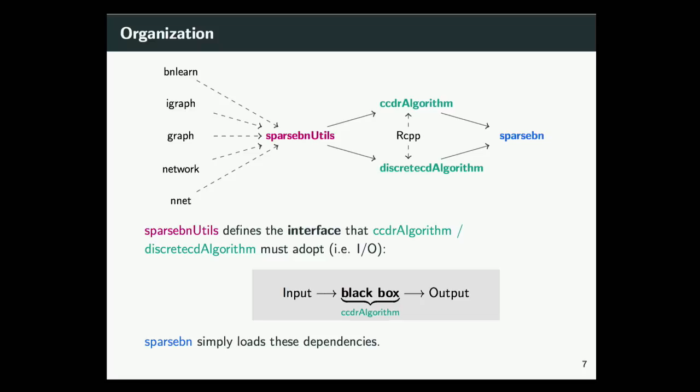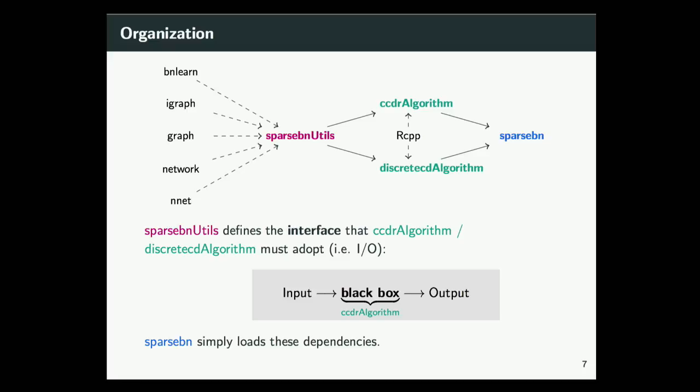I'll go into this dependency map in more detail on the next slide, but just to give you an idea, over here on the left, these are all our external dependencies. So bnlearn, another package for structure learning, igraph, graph, network. These are packages for manipulating graphs. And then here in the middle, we have the sparsebnUtils package. This is a workhorse package that defines an interface for the rest of these packages, and I'll talk more about that on the next slide. On the far right, you have the sparsebn package. If you've downloaded this package, which you should all do right now if you can, this package literally just loads the dependencies. It does nothing but load all of these things.